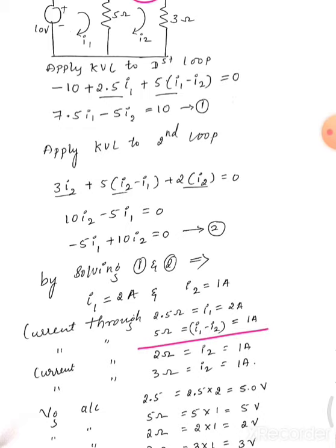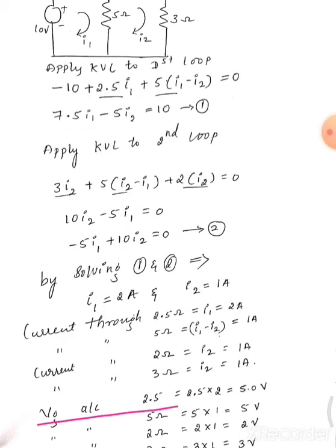Now the current through the 2 ohm resistance. Observe in the circuit, the 2 ohm. Through the 2 ohm resistance, current I2 is independently flowing, right? There are no other currents over here. So the current through 2 ohm is nothing but your I2, and it is 1 ampere. And then what about this 3 ohm? The current through 3 ohm is also the same, which is your loop current I2, equal to 1 ampere.